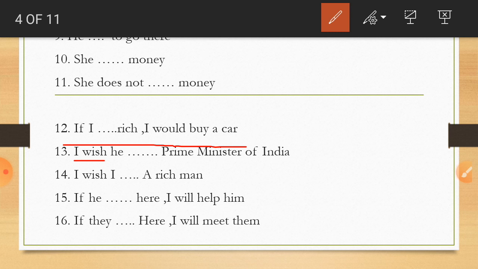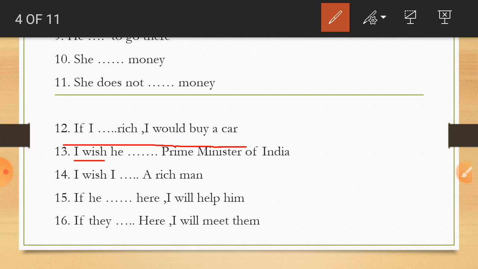14th one, same. Yeah, you can try. I wish I were a rich man. Good. Let's move on to the 15th one. If he dash here, I will help him. But here, don't think that you have to fill were. No. So it is of conditional sentence.